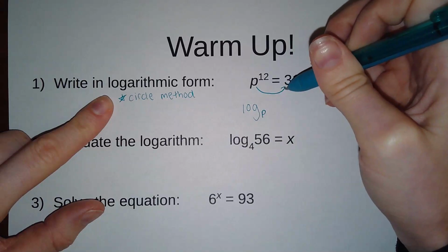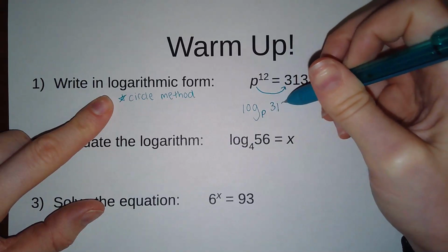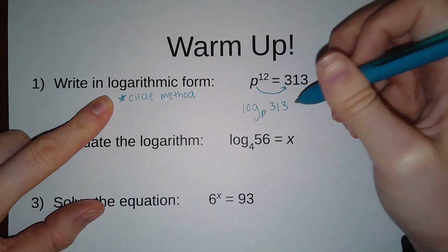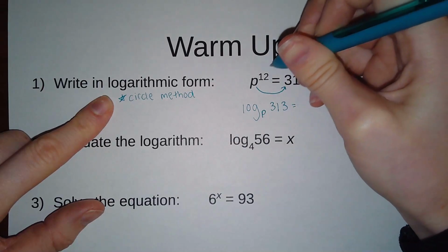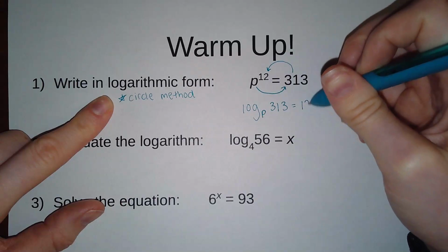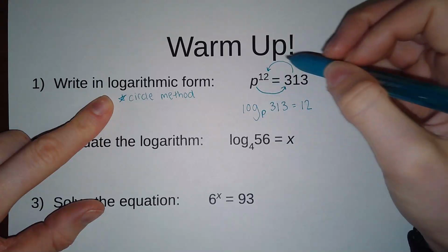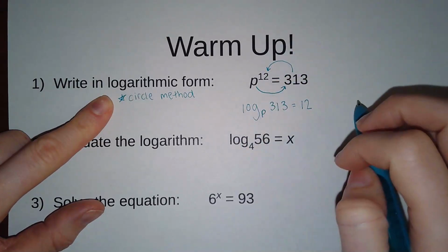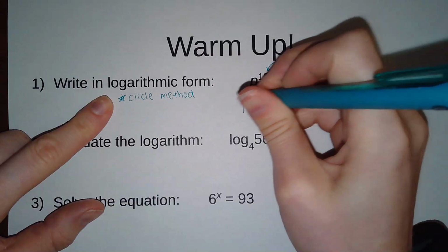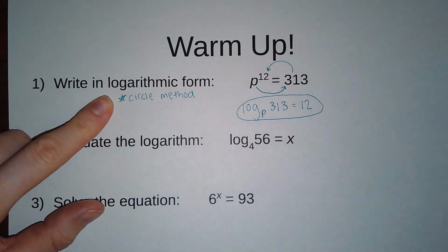And then we're going to go to our answer, which is 313. And that's going to be equal to our exponent, which is 12. So we go base, answer, exponent. So that's why we call it the circle method, and that gives us our logarithm. And that's all we're doing. We're not evaluating it. We're just writing it in logarithmic form.